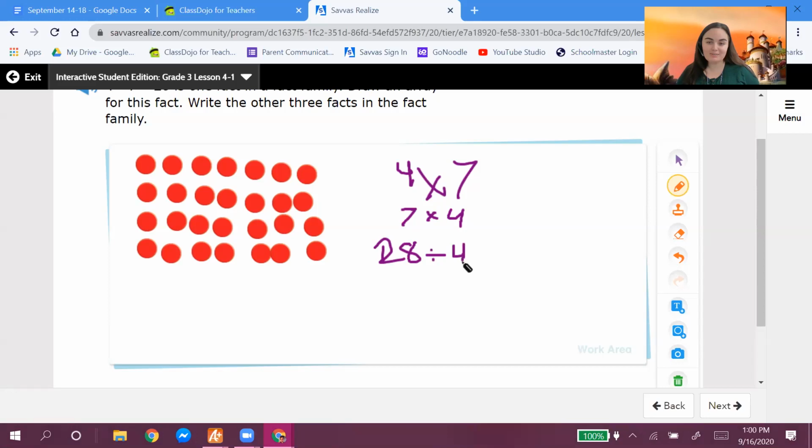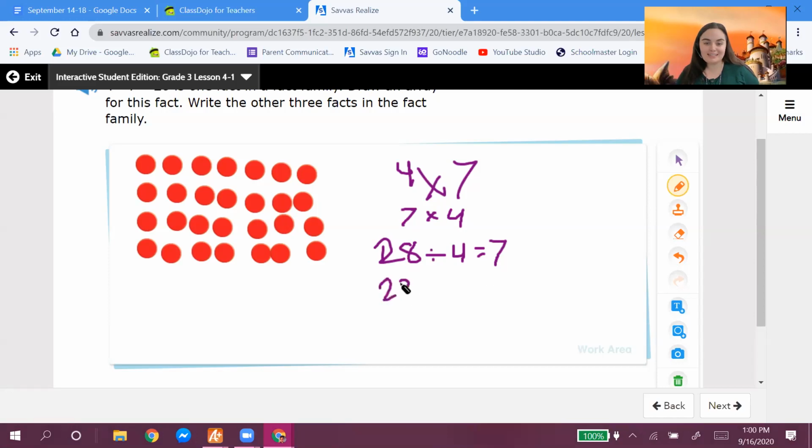So 28 divided by 4 equals how many in each row? Well, there's 7 in each row, right? So 28 divided by 4 equals 7. Again, if you want to double check yourself, 4 times 7 is still 28. We've already done that. Now let's go ahead and get the last one.